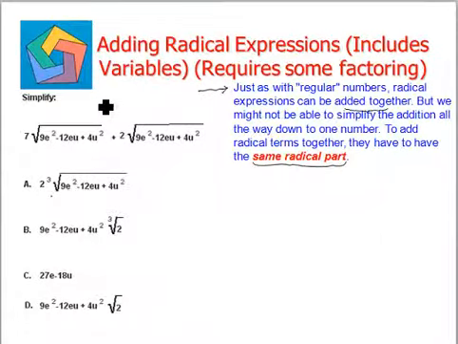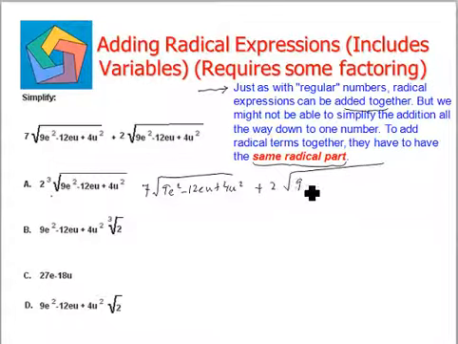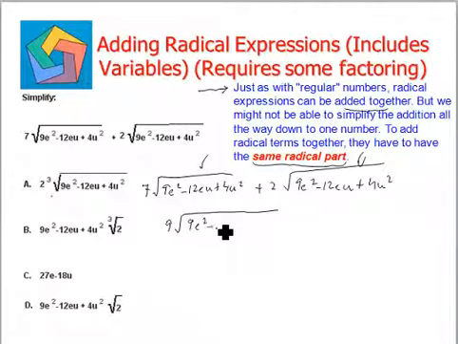The first one says simplify, and we're given 7 radical 9e squared minus 12eu plus 4u squared plus 2 radical 9e squared minus 12eu plus 4u squared. Now if you notice carefully, inside the radical we have the same expression. So 7 plus 2 becomes 9, and here we have 9e squared minus 12eu plus 4u squared.